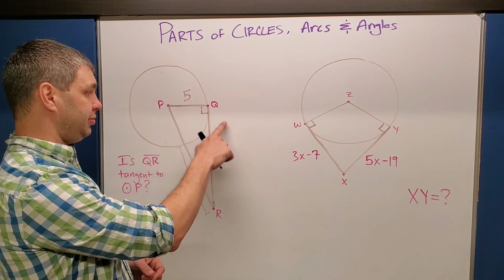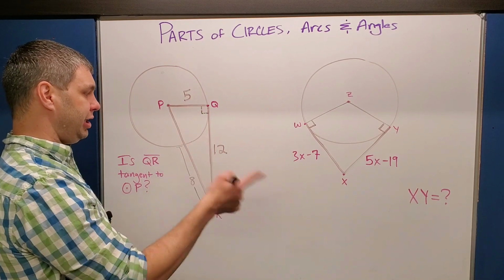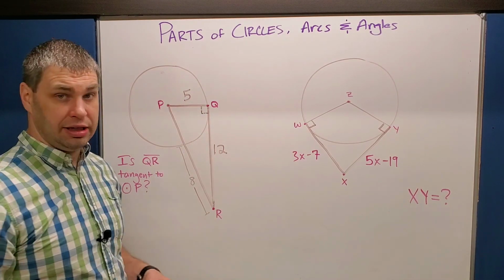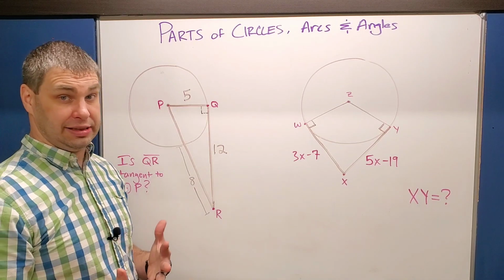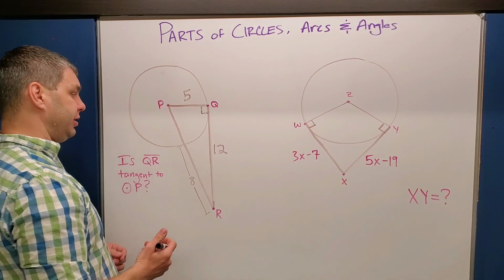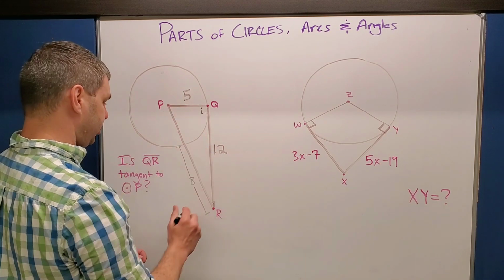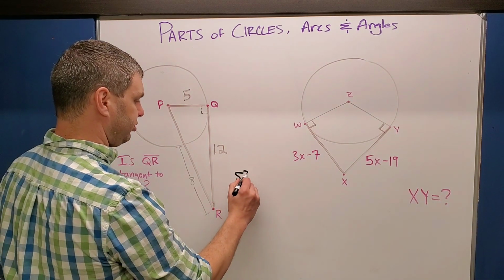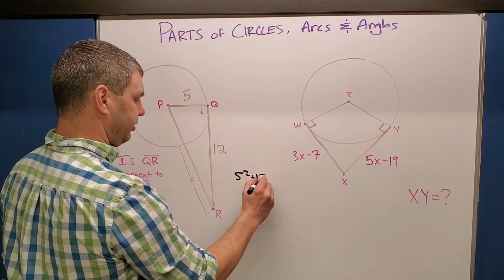My A squared plus my B squared, the 2 legs, should equal the C squared, the hypotenuse of that right triangle. If it's not equal, then that's not going to be tangent. Okay, so to check this, what I can do is take my A squared, which is 5. We'll go 5 squared plus the B squared, 12 squared.